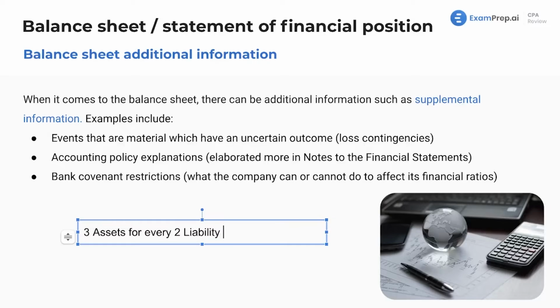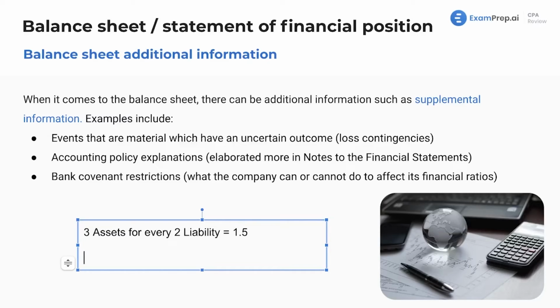So what is that ratio? Well, that is going to be 1.5, right? Because that's just 3 divided by 2. That's 1.5. So you have an assets to liability ratio of 1.5. Now, you can go higher than that, sure. So if we have 4 assets for every 2 liabilities, that's going to give us a ratio of 2, right? But if we go 2 for 2, right? If we have 2 assets for every 2 liabilities, well, that's going to give us a ratio of 1.